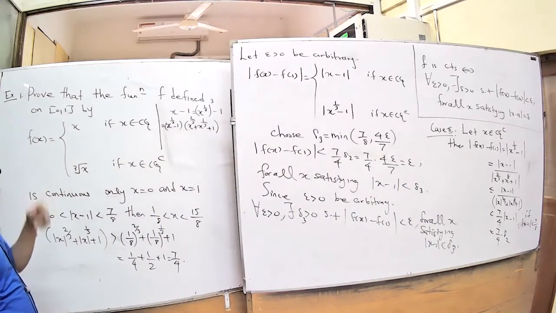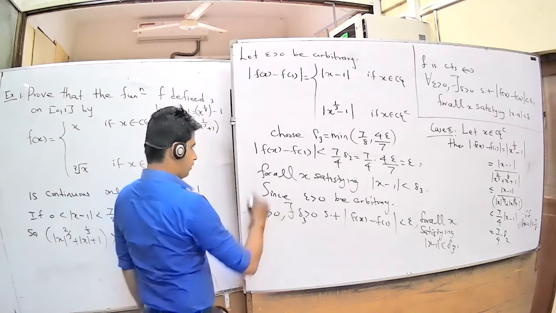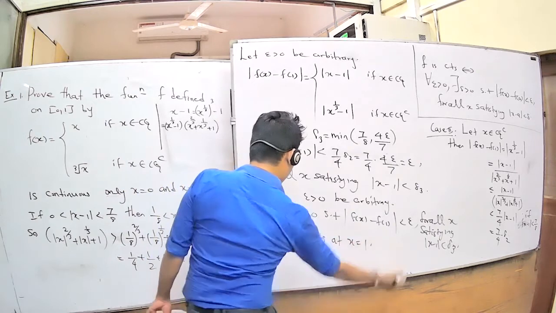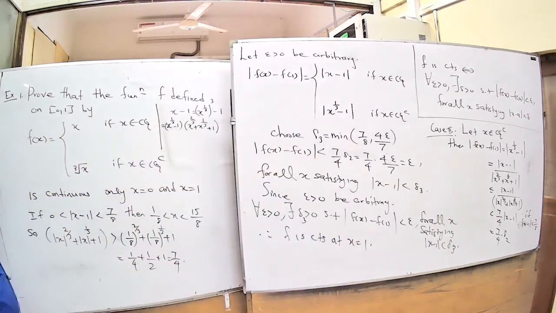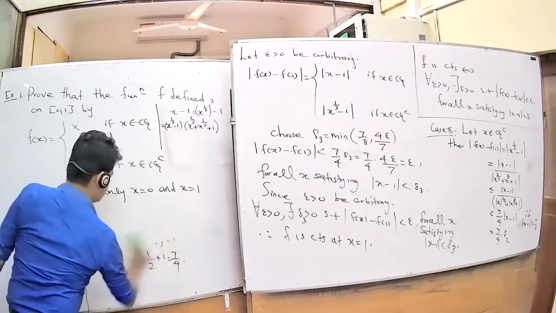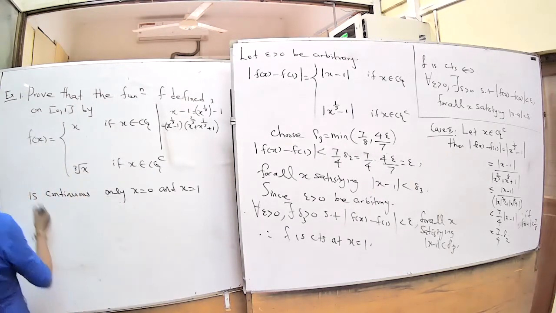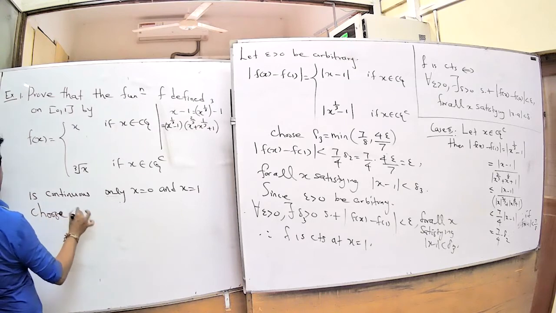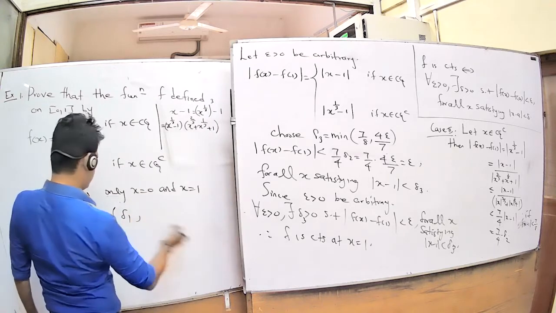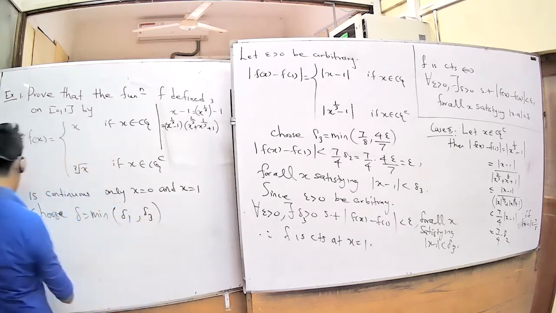Therefore, in this case, for the irrational number also, f is continuous at x equal 1. For case 1 and case 2, f is continuous at x equal 1. Now we erase this one. We choose the delta again: the minimum of, in the first case we choose delta 1, and in the second case we choose delta 3, and we take the minimum, then you will prove that.